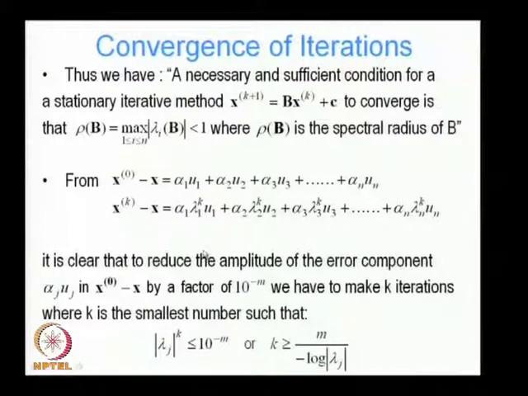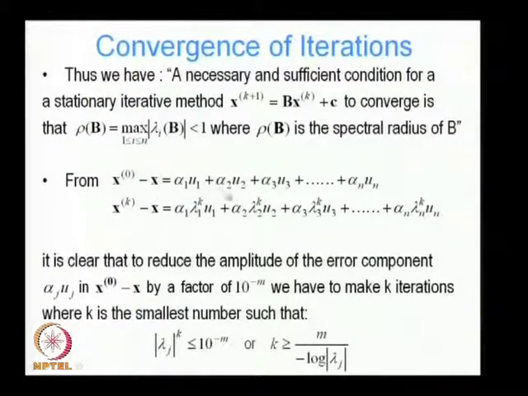It is clear that to reduce the amplitude of the error component α_j u_j, these are my error components, because this is my error vector and these are my error components. To reduce the error amplitude of the component α_j u_j in x^0 minus x by a factor of 10 to the power minus m, we have to make k iterations where k is the smallest number such that |λ_j|^k is less than or equal to 10 to the power minus m.